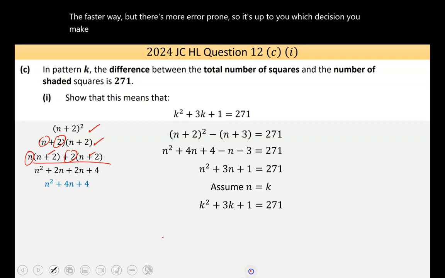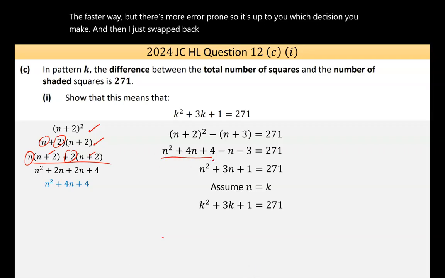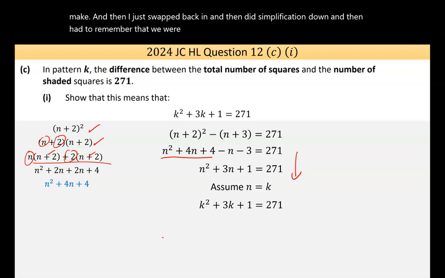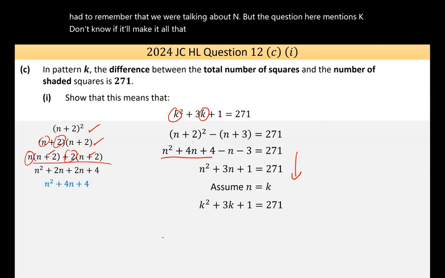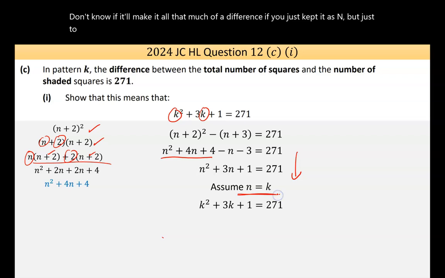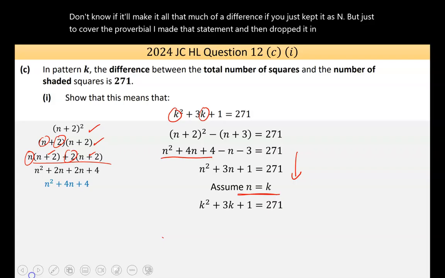And then I just swapped back in and then did the simplification down. And then I had to remember that we were talking about n, but the question here mentions k. I don't know if it would make all that much of a difference if you just kept it as n, but just to cover the proverbial, I made that statement and then dropped it in. So that's part C, part 1.